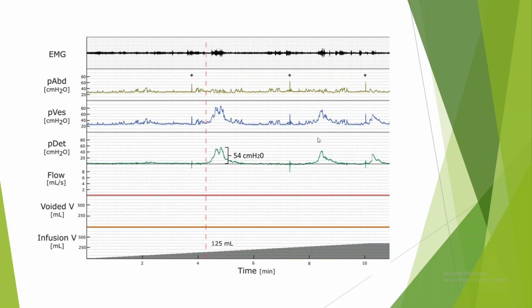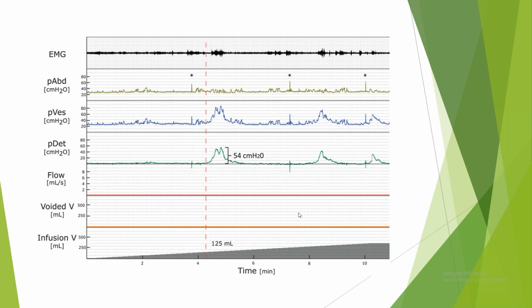So now one diagnosis is detrusor overactivity. Now we have to see whether it is associated with leak or not. Anywhere they have mentioned regarding the leak, or anywhere in the flow we are seeing there is leak? So there is no leak. It is detrusor overactivity without incontinence.